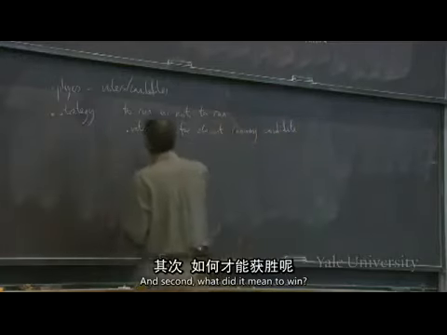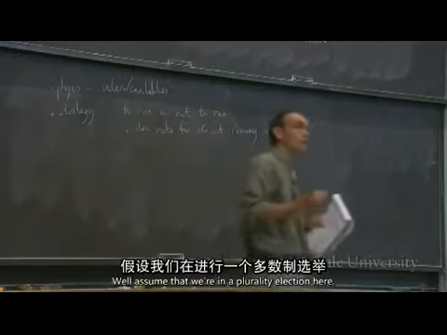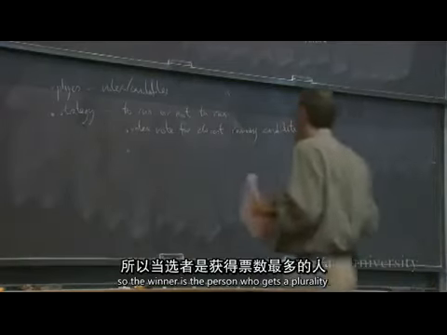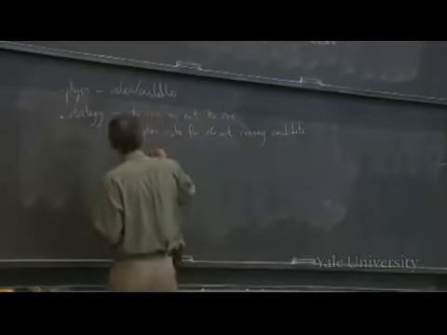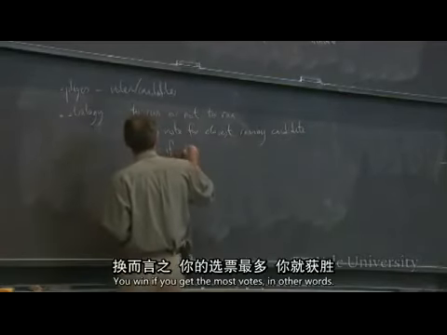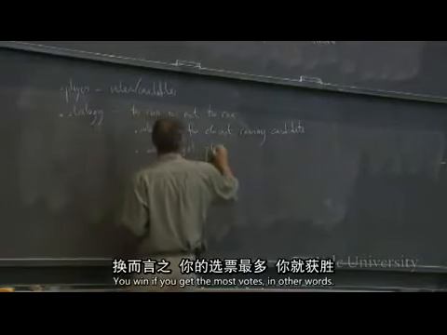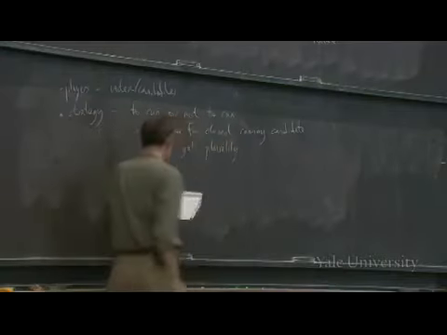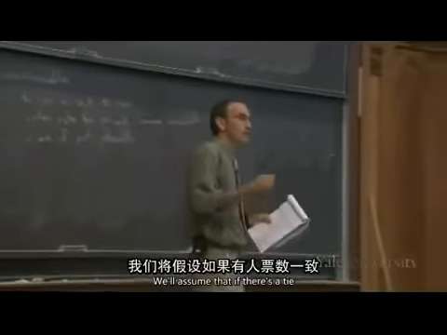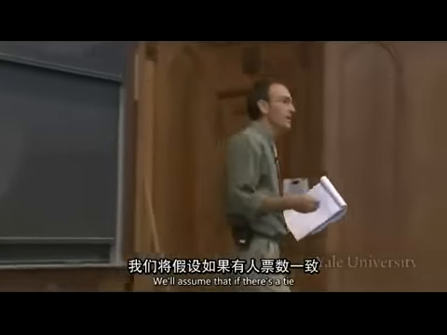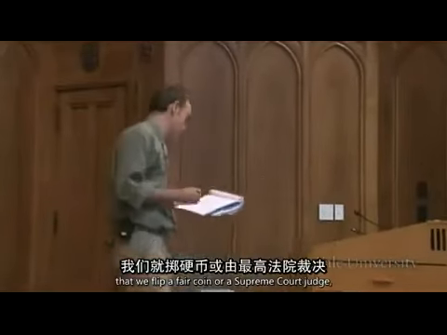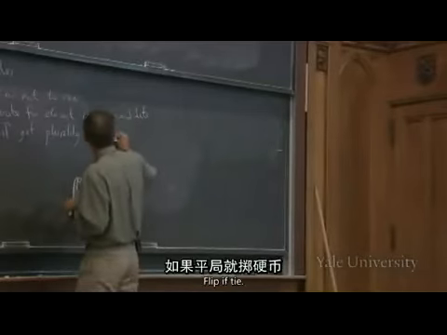And second, what does it mean to win? We'll assume that we're in a plurality election here. So the winner is the person who gets a plurality. You win if you get the most votes, in other words. And we'll assume that if there's a tie, we flip a fair coin or a Supreme Court judge, whichever you want to take it. So flip if tie.